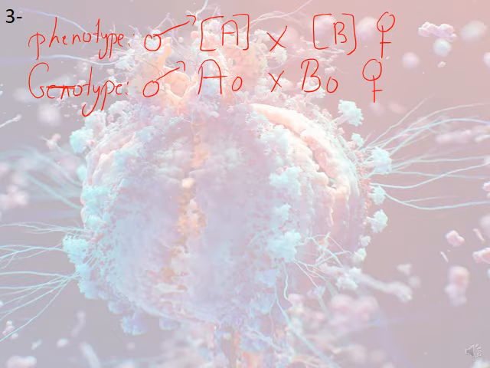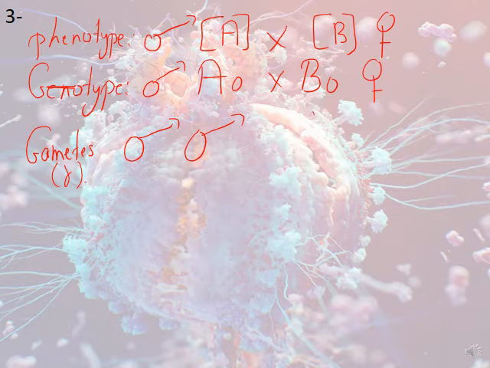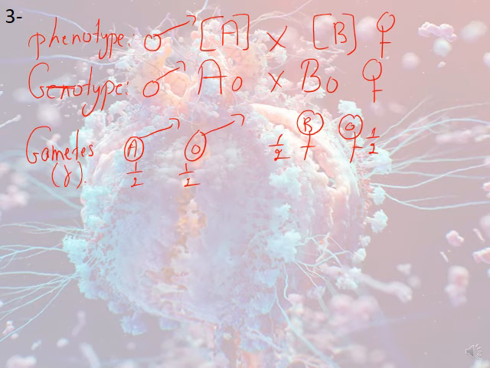Let's continue now for the gametes. In the gametes, we have 2 gametes in the male and 2 gametes in the female: A, O. Here we can work with percentage or proportion. They didn't mention in the question, so in factorial analysis you can work with percentage or proportion. We're going to work with proportion. So 1 over 2, 1 over 2. Here we have B and O, 1 over 2 and 1 over 2.